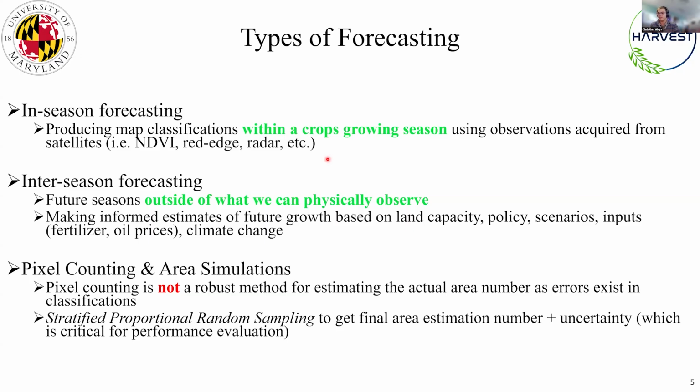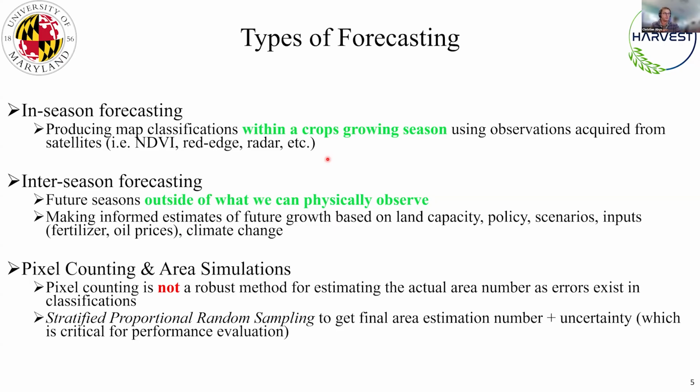Now, interseason forecasting is a little bit more nuanced and has a lot more caveats to it. That's going to be for next year's area estimation. What's going to be in the next 5 years, the next 10 years, the next 20 years? What can they produce? This has to do with land capacity, right? So how much land do they physically have? How are they using that land? Policy scenarios, inputs such as fertilizers, maybe even oil prices. Oil is used to make fertilizers in many cases. And then lastly, also climate change, which we'll get into in a second with Russia specifically, because there are lots of implications about climate change.